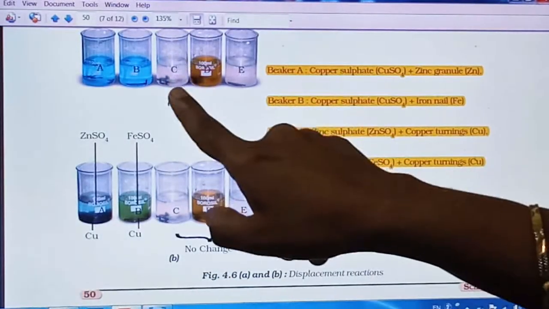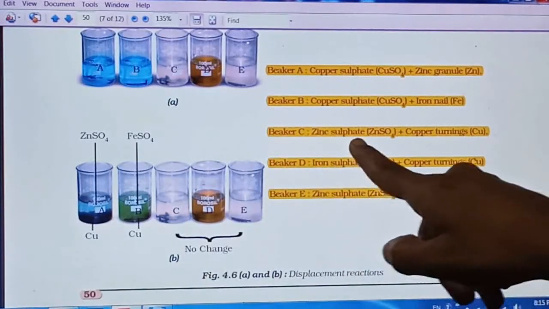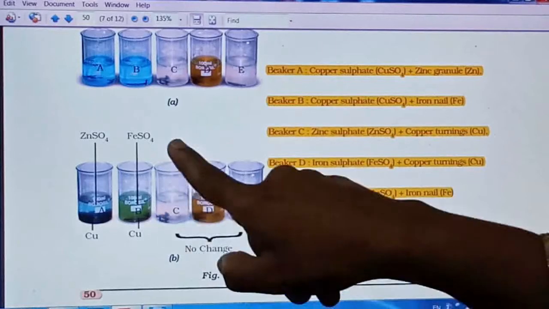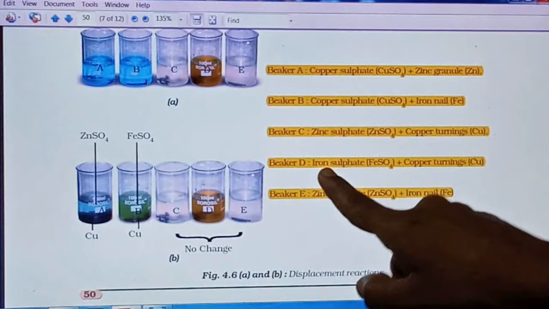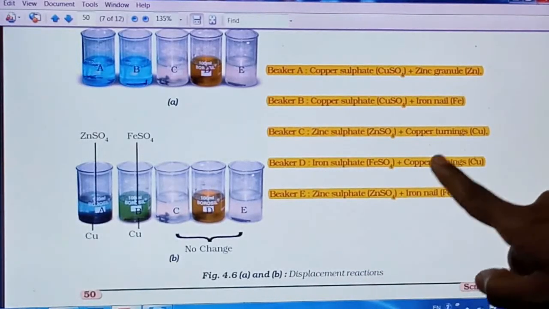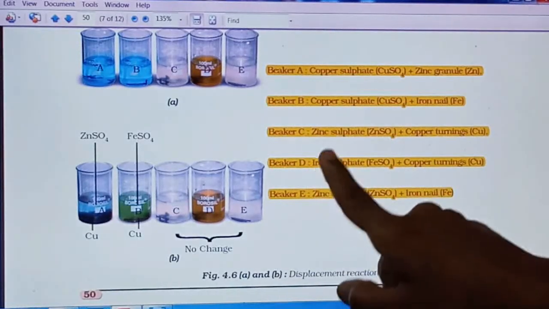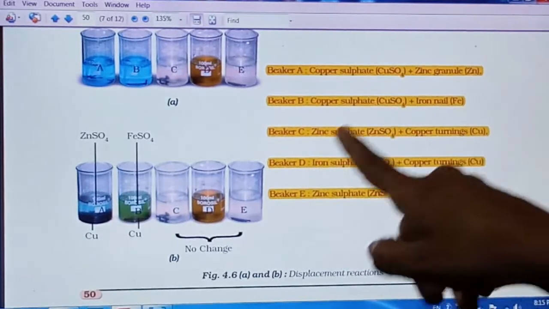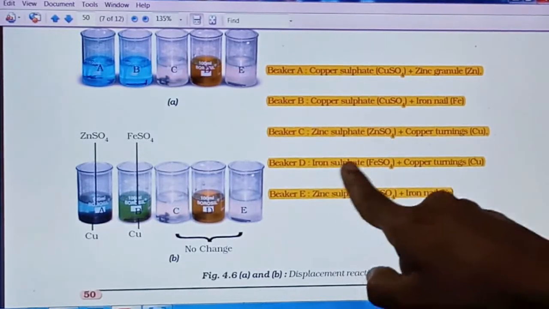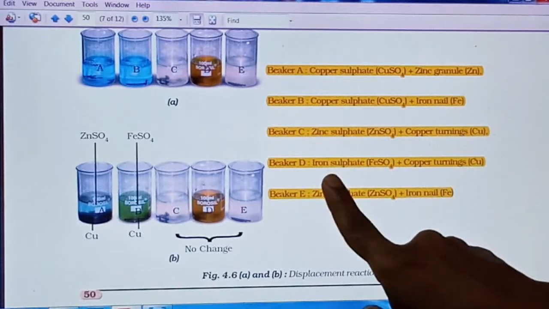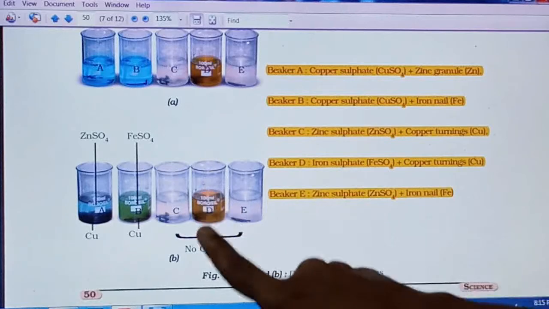So the solution of beaker C remains as it is, right? Zinc sulfate solution plus copper turnings remain as they are. No reaction takes place here. Same in beaker D. Iron sulfate is there with the copper. Again copper is a weak, less reactive metal than the iron. Iron is stronger. So copper cannot displace the iron, right, from this compound. So this compound will remain as it is. Iron sulfate will be iron sulfate only, right? So no reaction takes place over here.